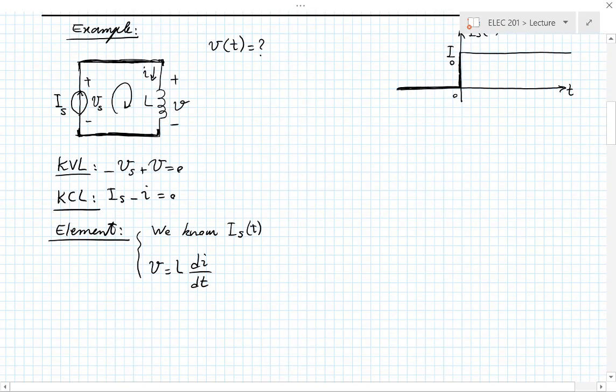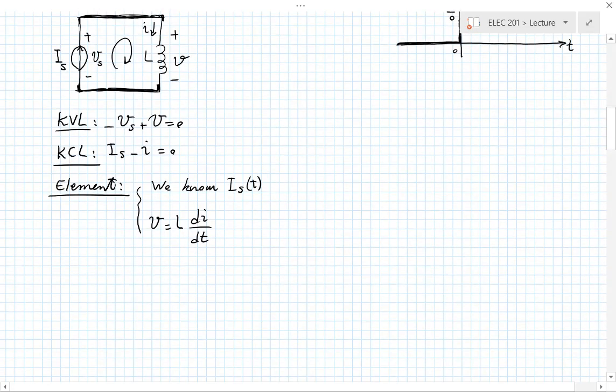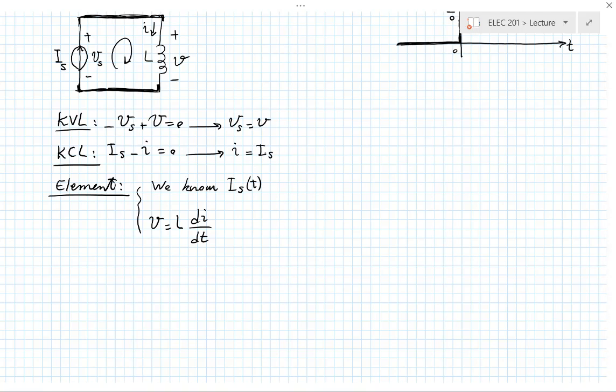Okay. So let me see what I can get from these equations. Well, first of all, from this, I can see immediately that V sub S is the same as V. Many of you said that intuitively just by looking at it, but that's really the manifestation of KVL here. So V sub S is V, is one simplification. And the other one is that the current I is the same as IS. Okay? And that is true at all times. KCL is true at all times.